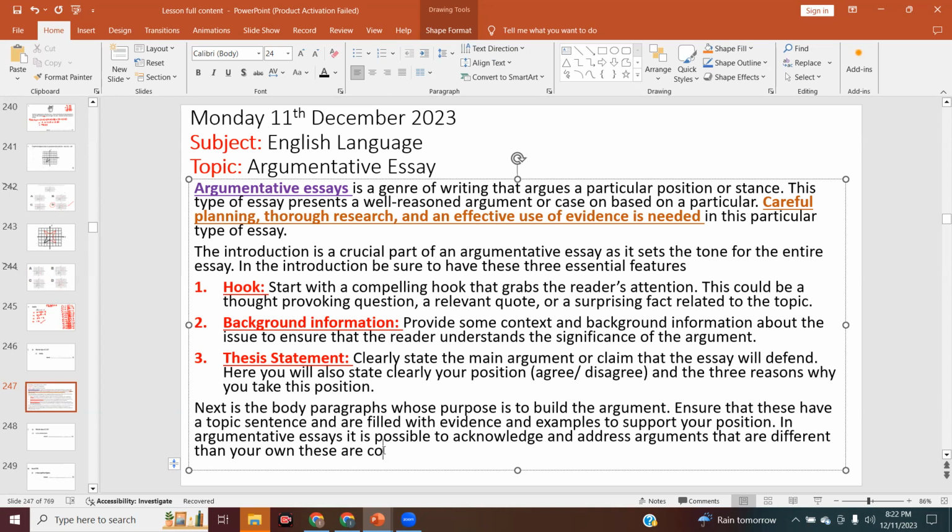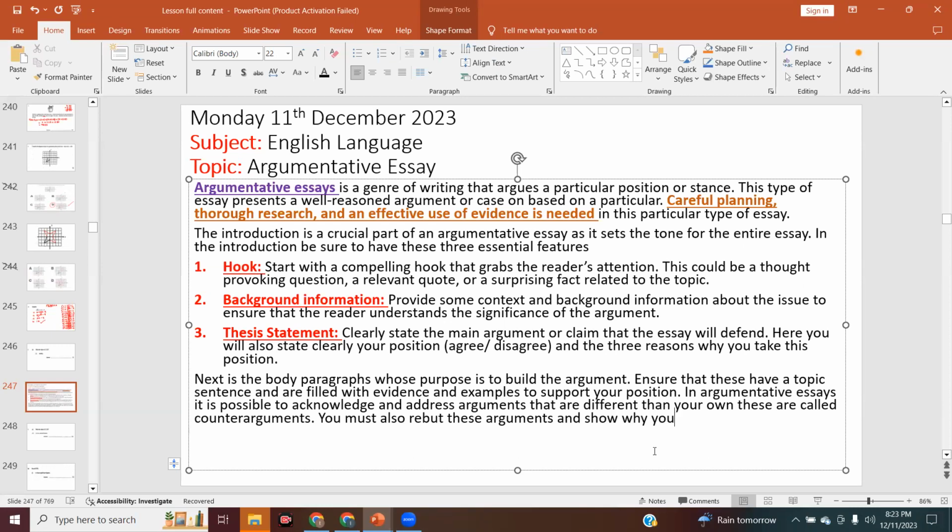These are called counter arguments. You must also rebut these arguments and show why your belief is better than the opposition. Okay.